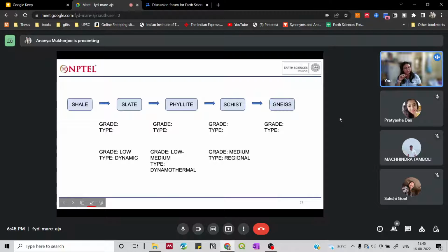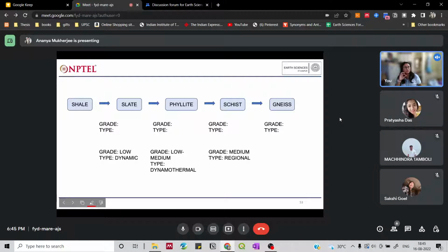Now the next one is schist. Schist is formed in a medium grade metamorphism, and also regional metamorphism. Medium as in the depth is probably increasing a bit, and then you have high pressure and moderate temperatures that are acting on phyllite, which is causing it to turn into schist.